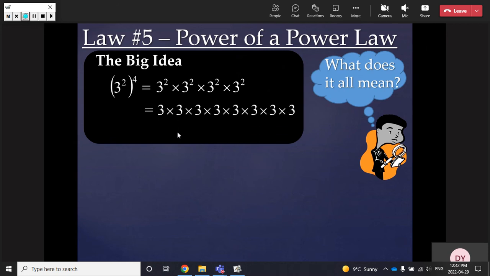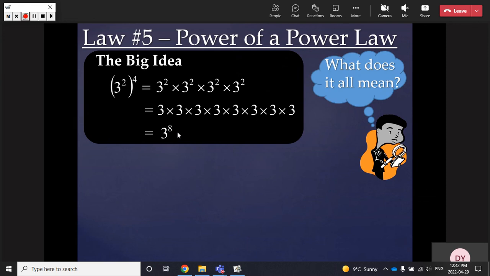So essentially, it's like the first 2 here, this is 3 squared times 3 squared times 3 squared times 3 squared. And how many 3's do we have here? Is there 8? Yeah. So we could rewrite this as a single power as 3 to the exponent 8.